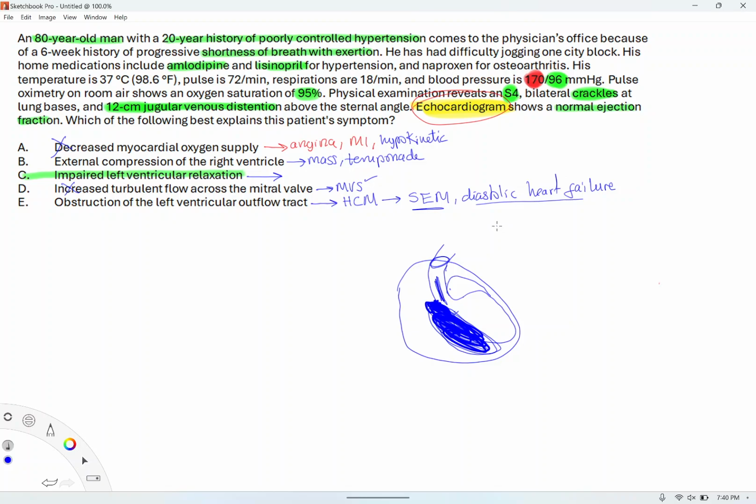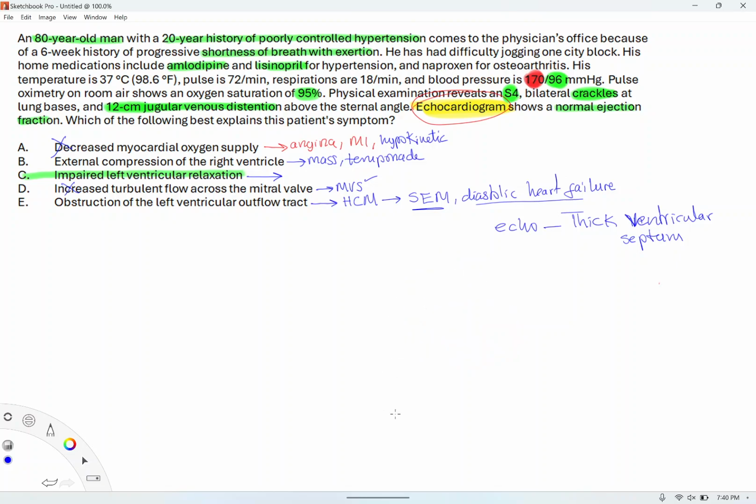Plus echo. What would echo show for hypertrophic cardiomyopathy? It will show a thick ventricular septum. Thick ventricular septum. This is a big deal. You should know that. Septum. Okay. As a result, maybe I will draw it for you.